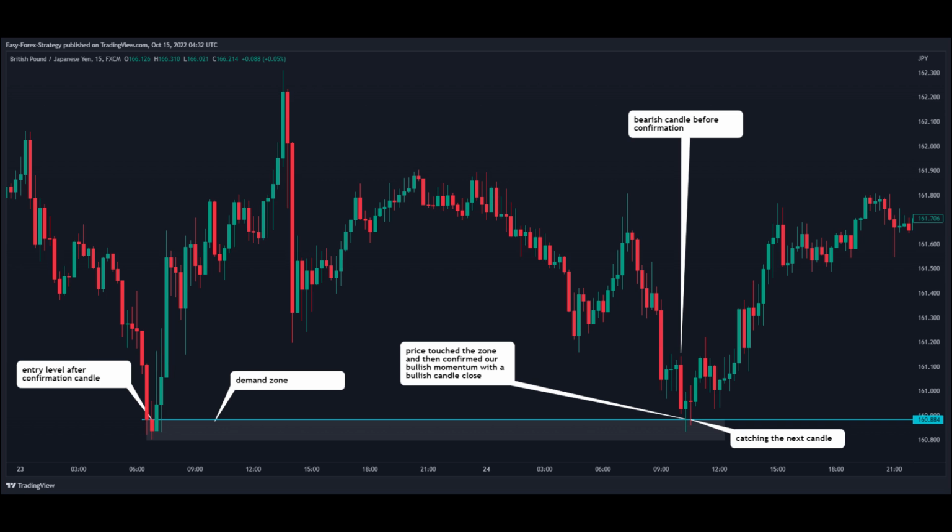Stay safe and trade with a stop loss every time. And never increase your risk when the market is going in the direction you didn't anticipate.